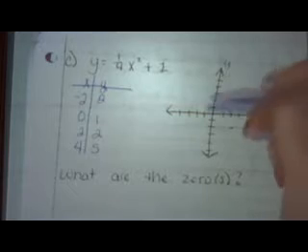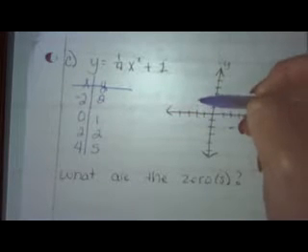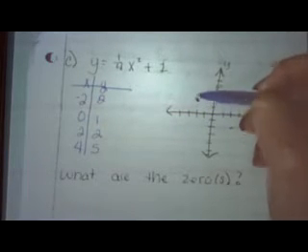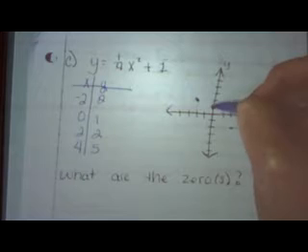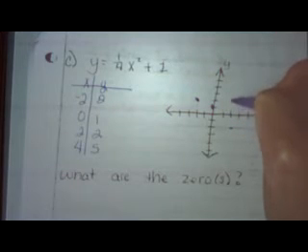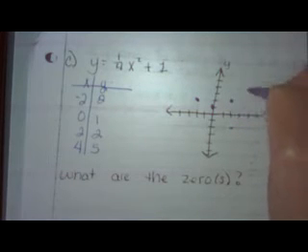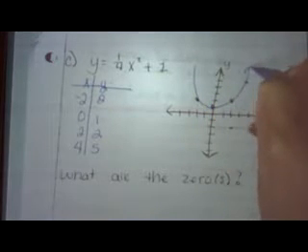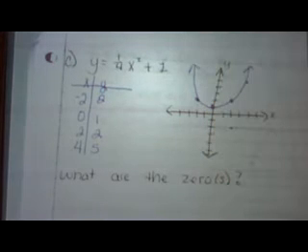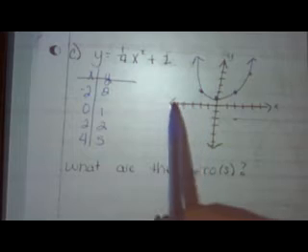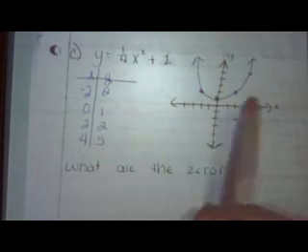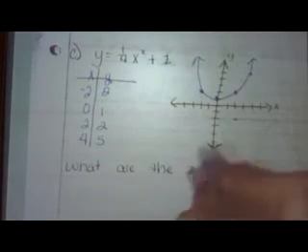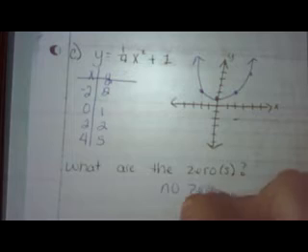So let's plot those points. -2, 2. 0, 1. 2, 2. 4, 5. I'll draw that smooth curve. How many zeros do I have? Does it ever cross the x-axis? No, it doesn't. So I have no zeros.